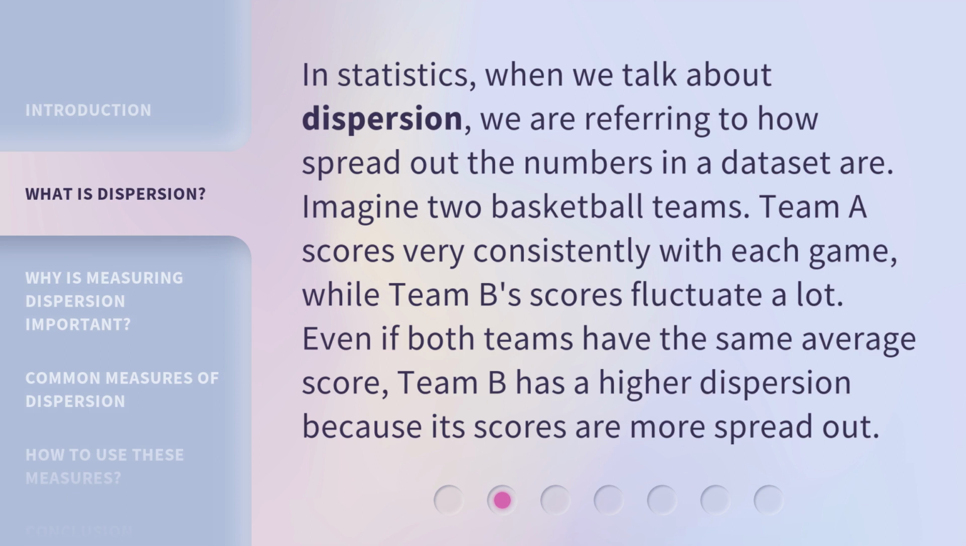In statistics, when we talk about dispersion, we are referring to how spread out the numbers in a dataset are. Imagine two basketball teams. Team A scores very consistently with each game, while Team B's scores fluctuate a lot. Even if both teams have the same average score, Team B has a higher dispersion because its scores are more spread out.